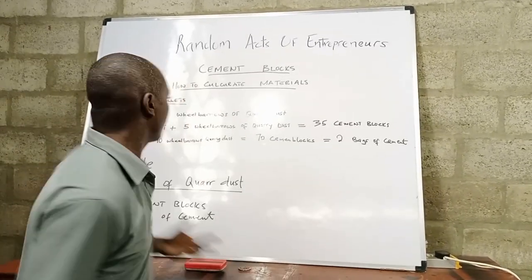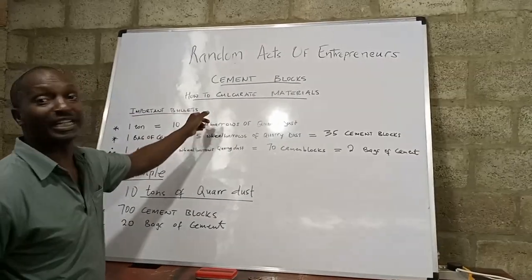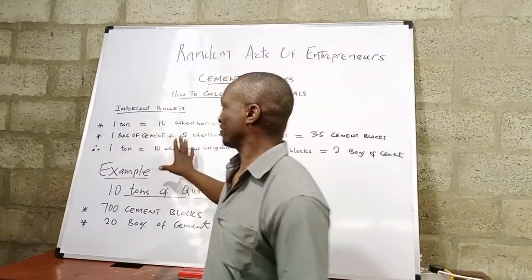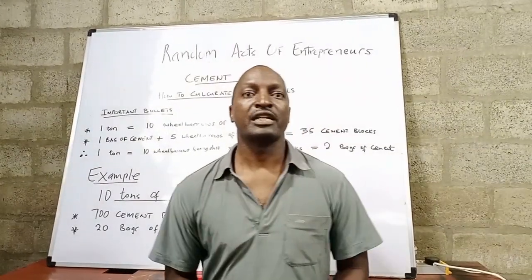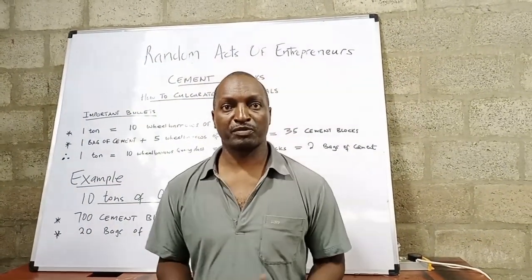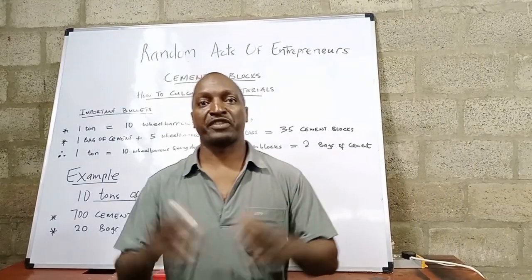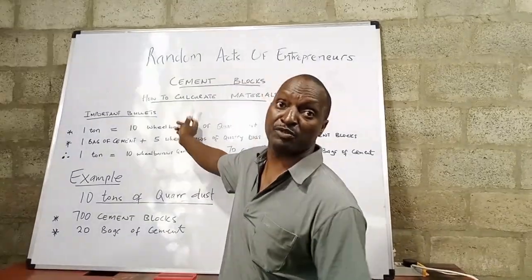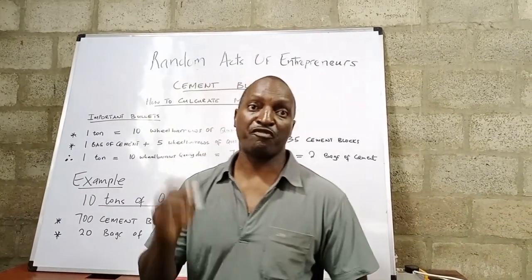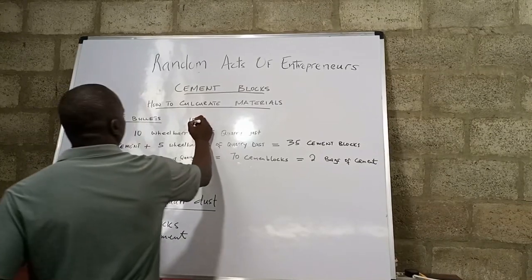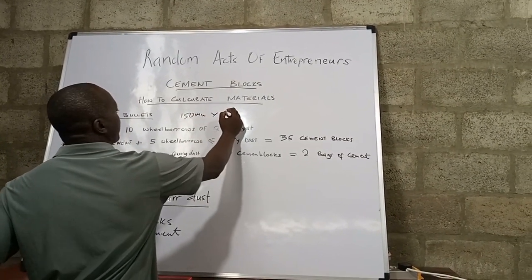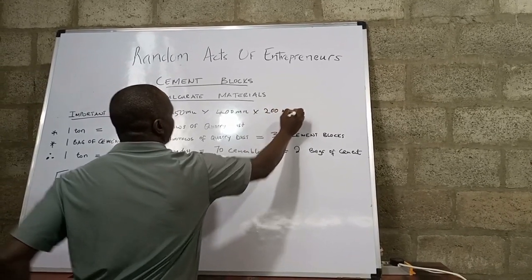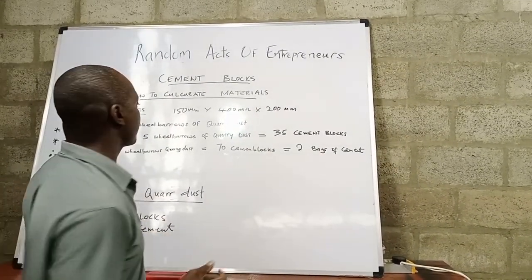But there are some things that you need to know, which I'm calling important bullets. You need to understand these bullets, because once you understand them, it makes it easier for you to do the calculations. It's very easy to do calculations with cement blocks because cement blocks are normally made with the same sizes. So there's a standard measure that you use, like the blocks I'm talking about here, which are 150 millimeter by 400 millimeter by 200 millimeter. So these are the blocks that we are using in this example.